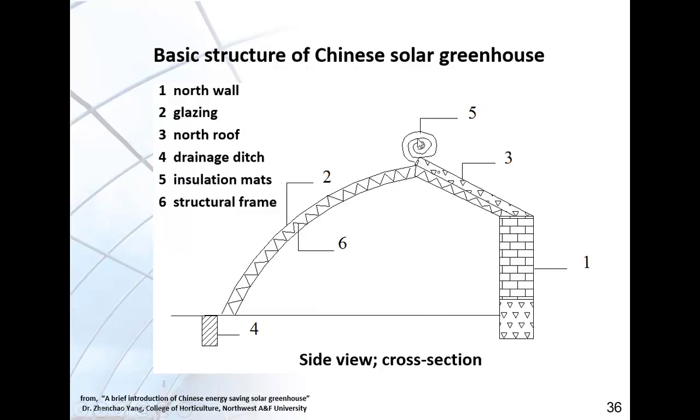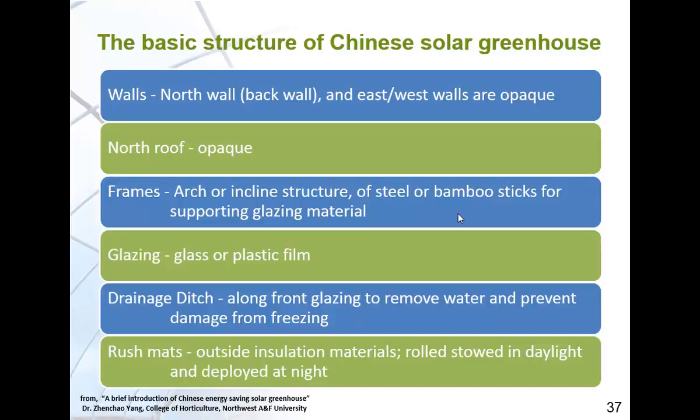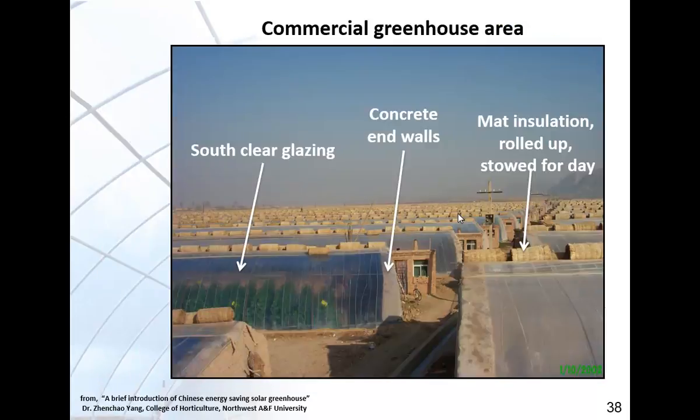Up here is indicating that mat that they can roll back at the nighttime for insulation and then re-roll it in the day to allow light transmission. A very simple, practical design, the Chinese solar greenhouse is used very, very much for growing fresh vegetables. This is a list of those different areas of the Chinese solar greenhouse that I just described. Here's a picture of an array of the Chinese solar greenhouse.